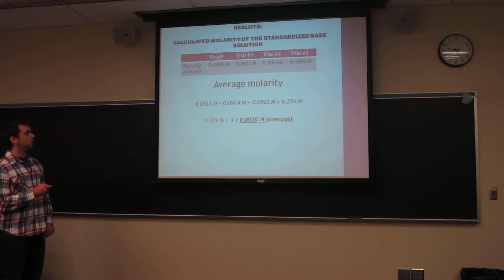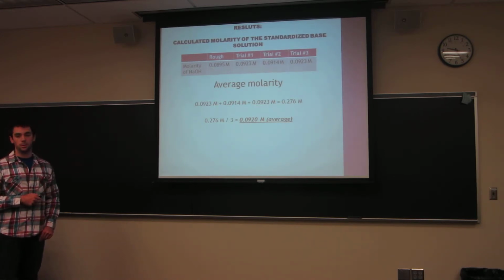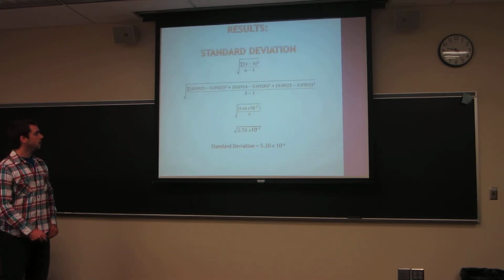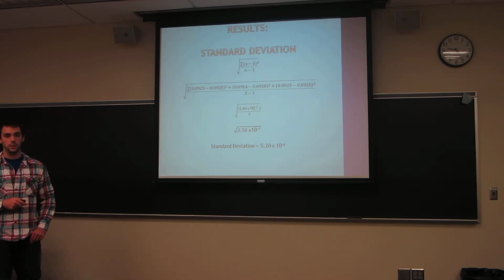And here's a chart of all the molarities of the NaOH, and I took the 3 closest, and I added those together and divided by 3 to find the average. To find the standard deviation, we took each of the 3 trials that we used for the average and subtracted from the average that we calculated and divided by 2, and that's how I got here. And then once you divide by 2, you took the square root of that to find the actual standard deviation.